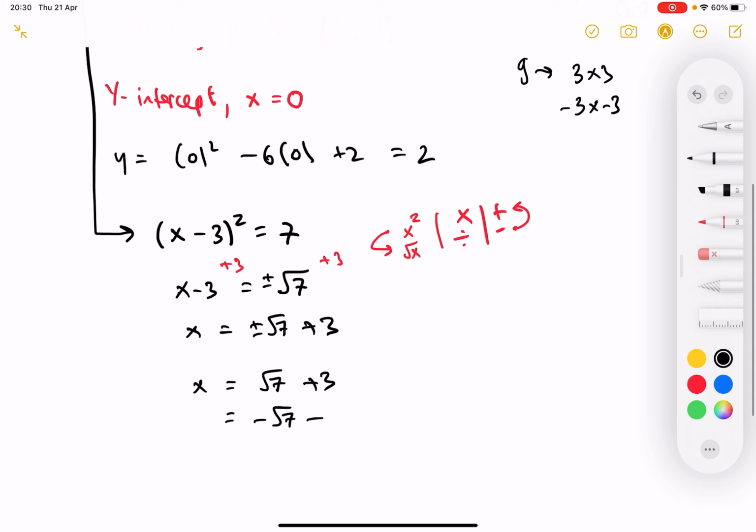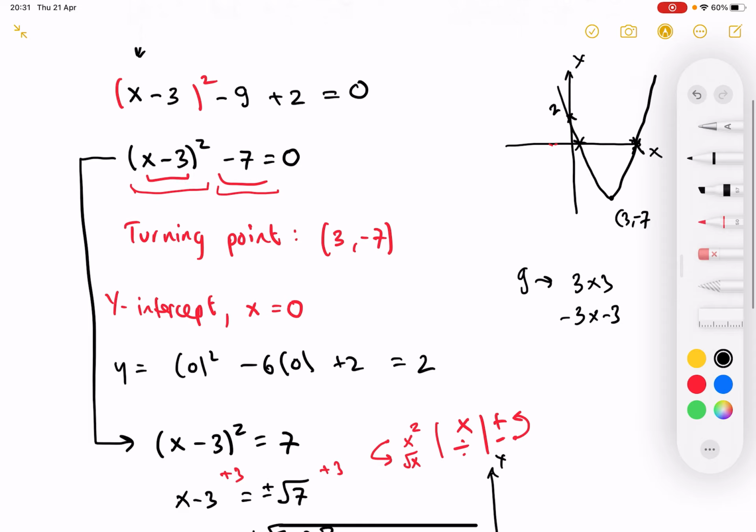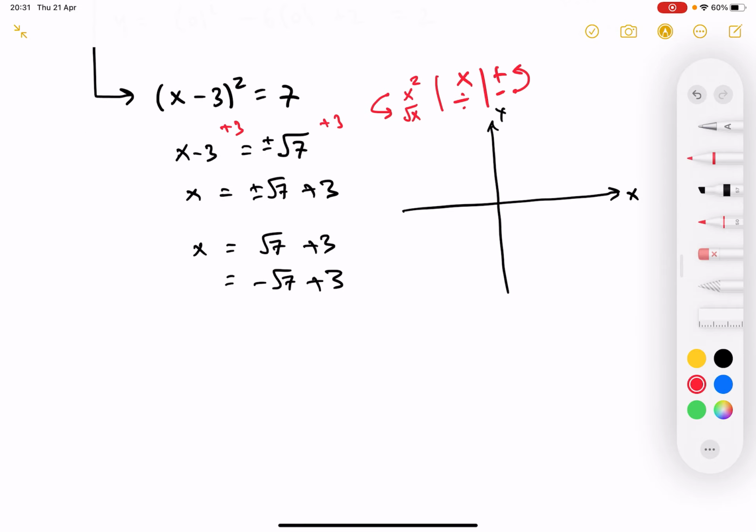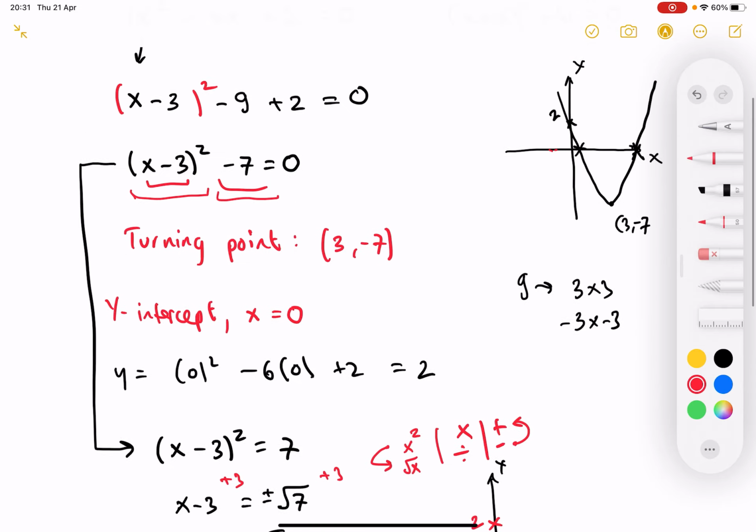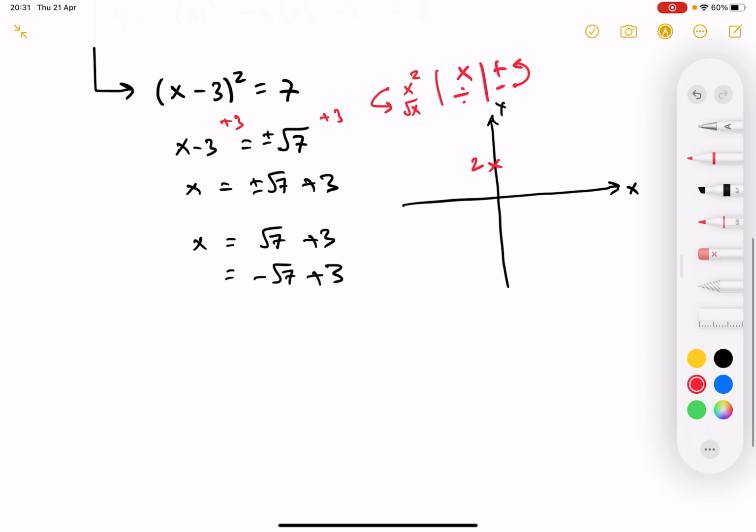So if I just produce a new sketch here, this is the x, this is the y. From the previous one, we know that it crosses the y at 2. So it crosses the y at 2. We know the minimum point is 3, minus 7. So 3, minus 7. And now we know it crosses at root 7 plus 3 and minus root 7 plus 3. So maybe somewhere here and somewhere here. So it does this. Not the best sketch, but something like this.